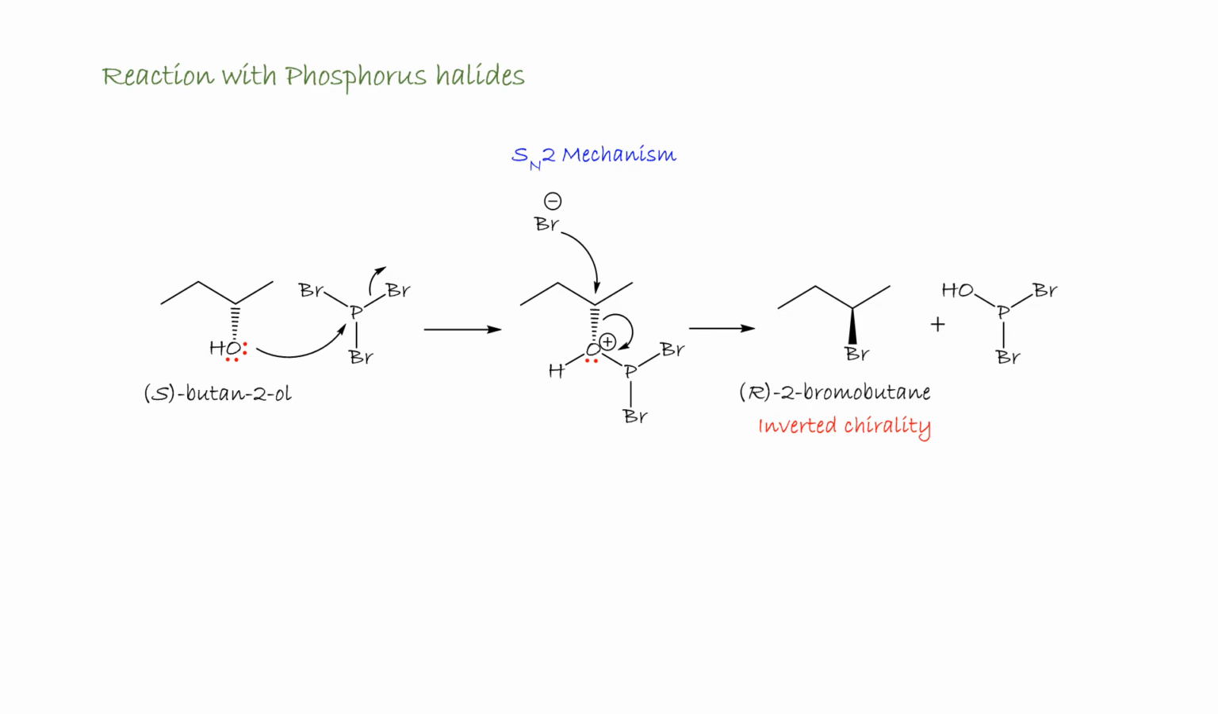Reaction with phosphorus halide again is very similar. The lone pair of the O attacks on phosphorus, kicking the Br out, forming this oxonium, a good leaving group. Br attacks from the backside, SN2 mechanism, leaving group out. So we started here with S-butanol. We get, because of the inversion, R-2-bromobutane.